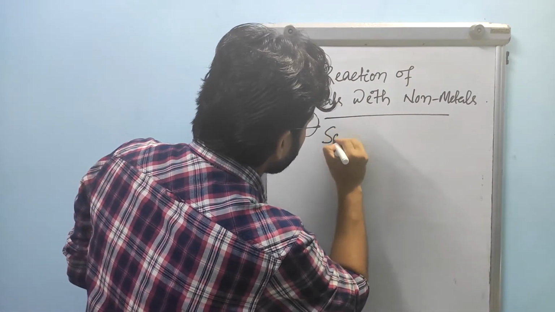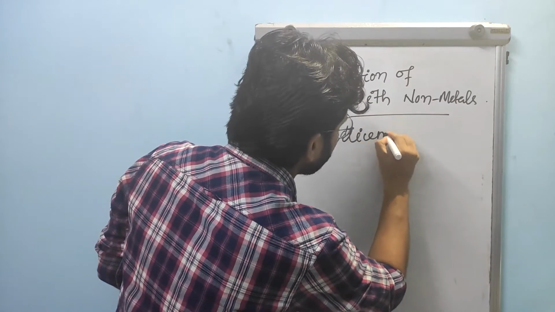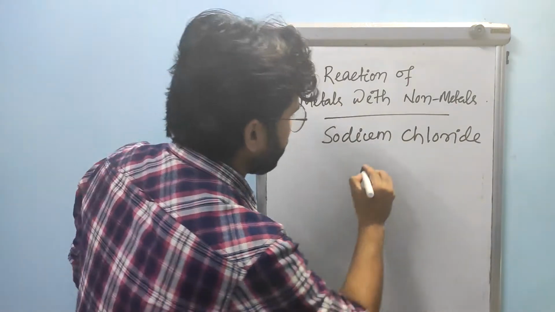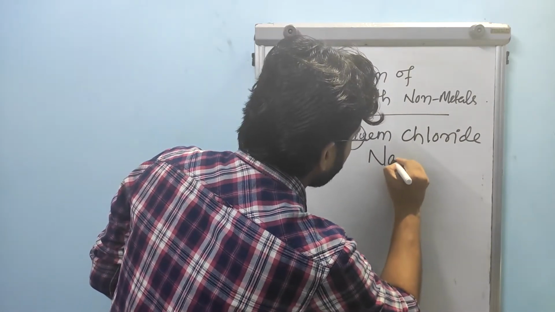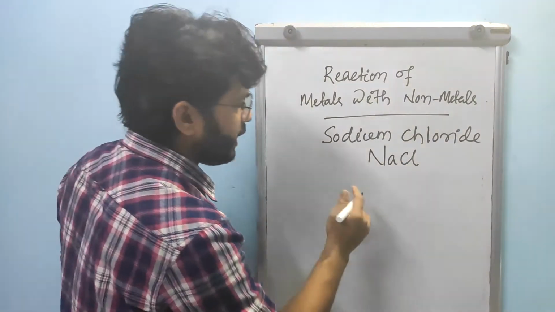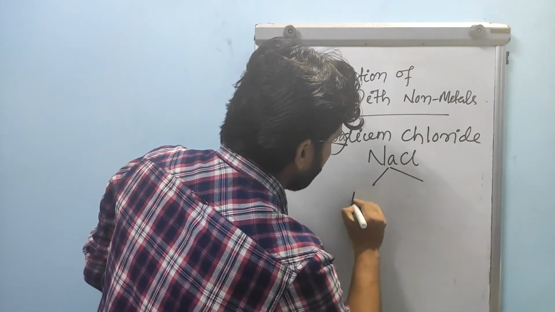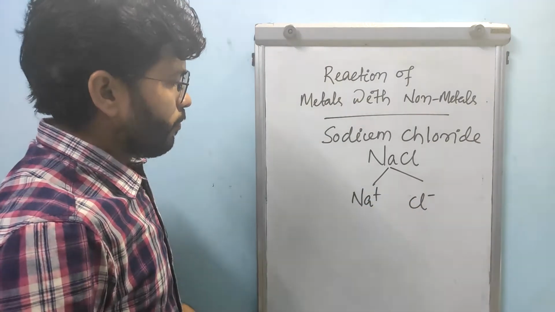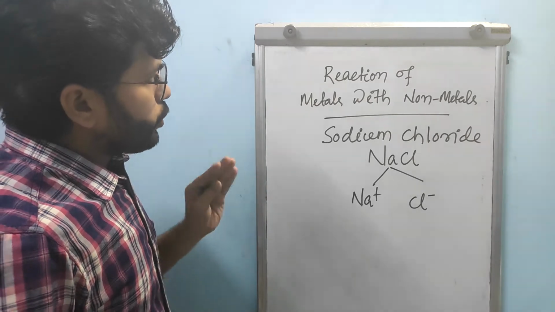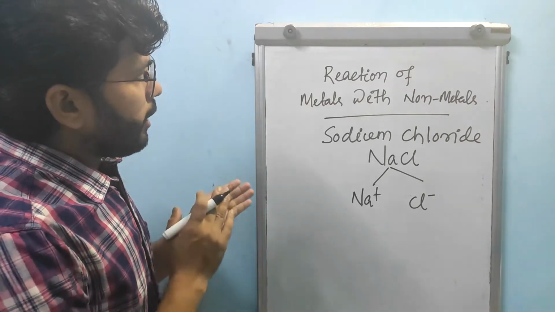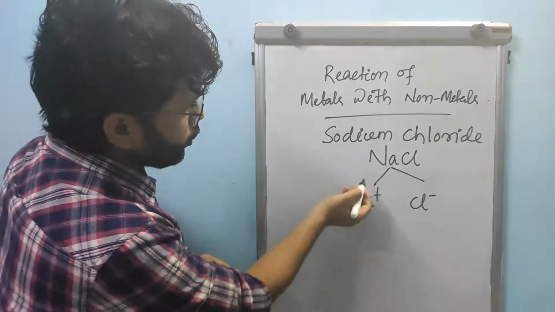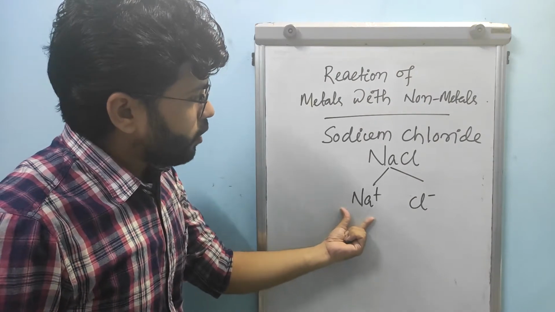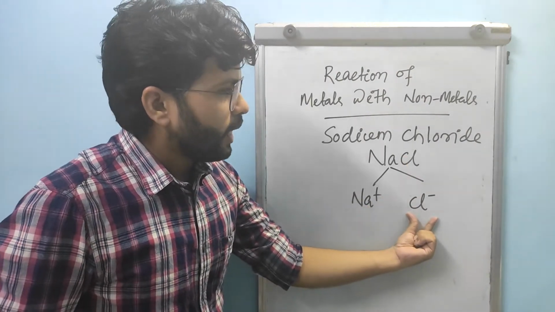Sodium chloride. From the formula you can see sodium chloride is NaCl, and NaCl consists of two ions. One is the sodium ion and the other is the chloride ion. So when we show the formation of an ionic compound by the reaction of a metal with a non-metal: sodium is a metal, chlorine is a non-metal. Sodium forms a sodium ion, chlorine forms a chloride ion.